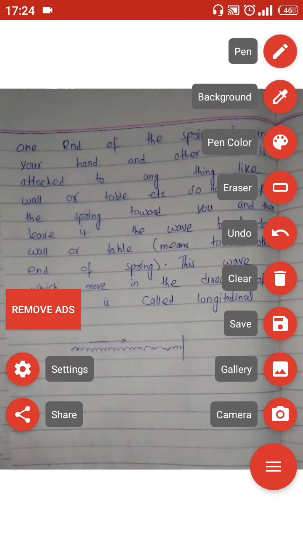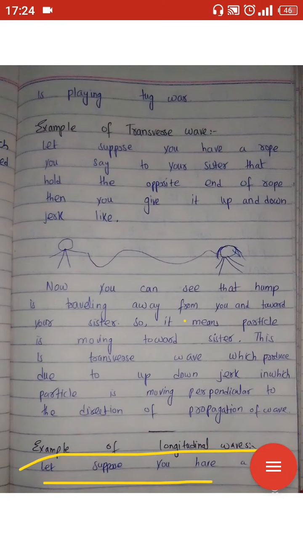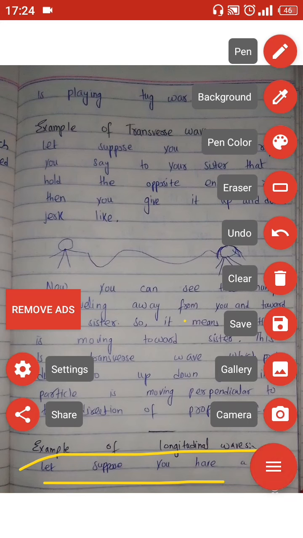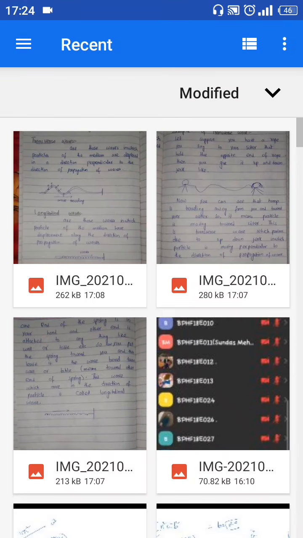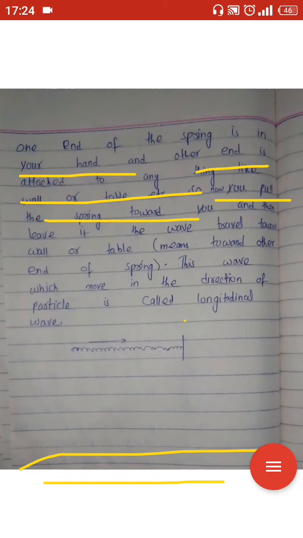Let me show the picture. Example of a longitudinal wave. Let's suppose you have a spring in your hand. One end of the spring is in your hand, and the other end is attached to anything like a wall, table, etc. Now you pull the spring toward you and then leave it. The wave travels toward the wall or table, meaning toward the other end of the spring. This wave, which moves in the direction of the particle, is called a longitudinal wave.